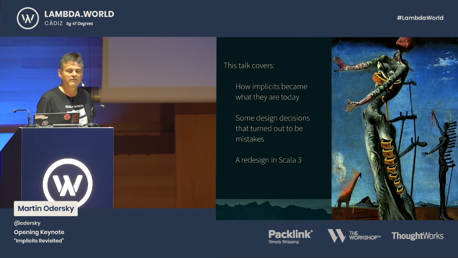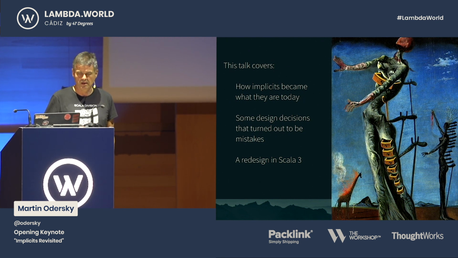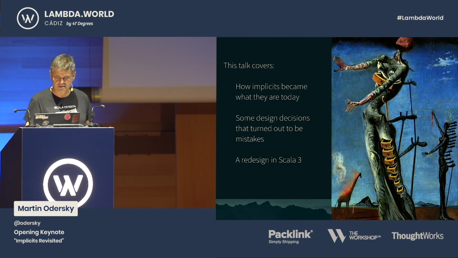So this talk covers some historical perspectives. We're going to go back in history a little bit, and I'm going to show you how implicits became what they are today. I'll talk, frankly, about some design decisions that I believe now turned out to be mistakes, and I'm going to show you a redesign of implicits, which is essentially the biggest thing that will change for the upcoming new language of Scala, Scala 3.